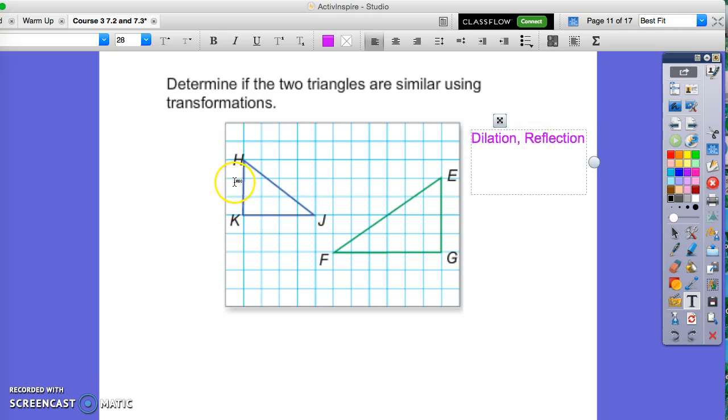Okay, H to K is 1, 2, 3. And then E to G is 1, 2, 3, 4. That doesn't reduce. Okay, so K to J is 1, 2, 3, 4. And then F to G is 1, 2, 3, 4, 5, 6. Okay, well 4 over 6 does not reduce to 3/4, it reduces to 2/3. So we don't even have to figure out the last one because these are not similar. 3/4 does not equal 2/3.